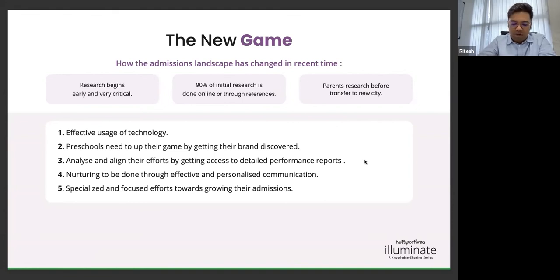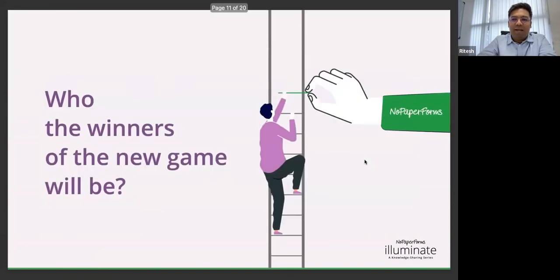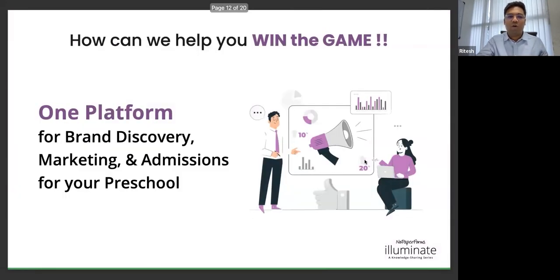So without taking much time, because we have already crossed the time limit, we have to quickly talk about who the winner of the new game will be. Because first of all, you need to think that you need to move from an old game to a new game, and then from that new game you have to become the winner. Unless you become part of the new game, forget about becoming a winner. So first of all, we talked about the new game, and now we are going to talk about how to take this ladder and go up.